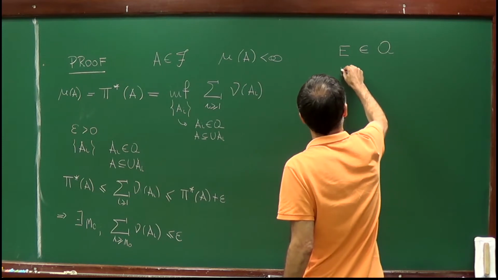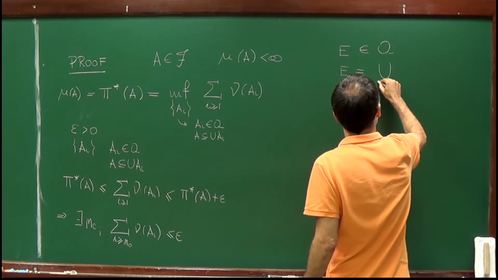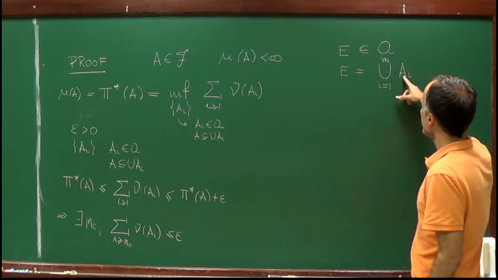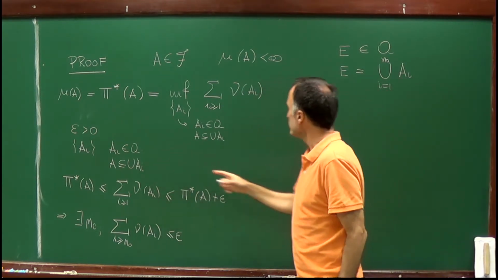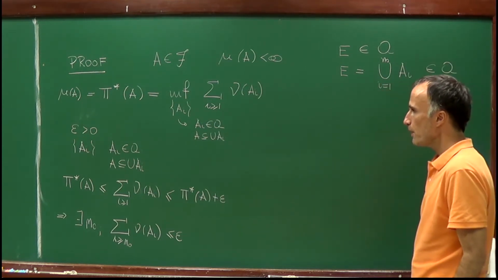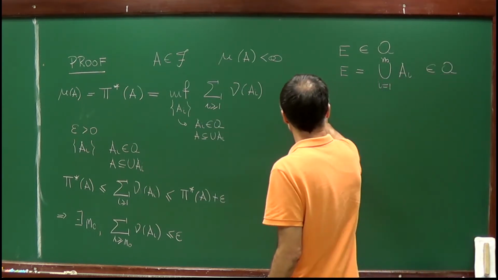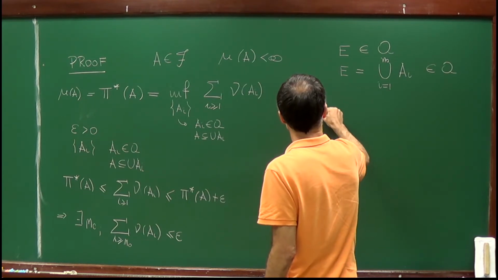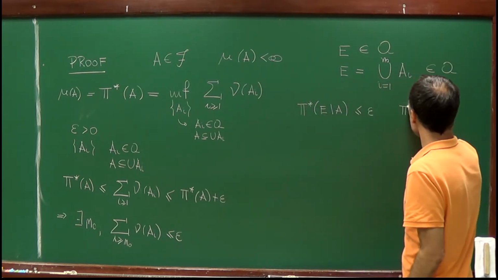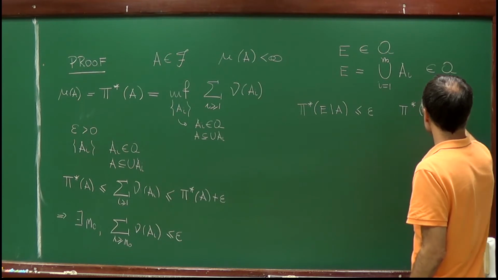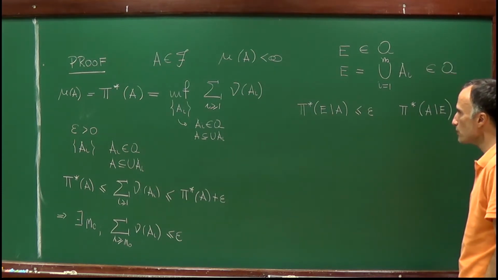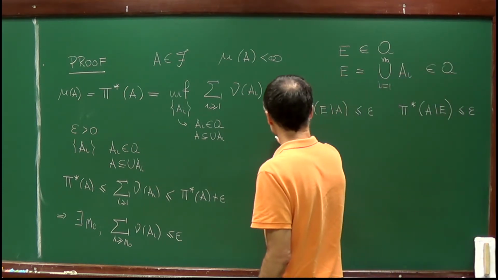So E will be defined as the union from 1 up to n0 of AI. Since AI are elements of the algebra, this finite union is an element of the algebra. So E is an element of the algebra. And now what we need to prove is that P star of E minus A is bounded by epsilon, and that P star of A minus E is bounded by epsilon. So we have to prove these two bounds. Let's start from the first one.